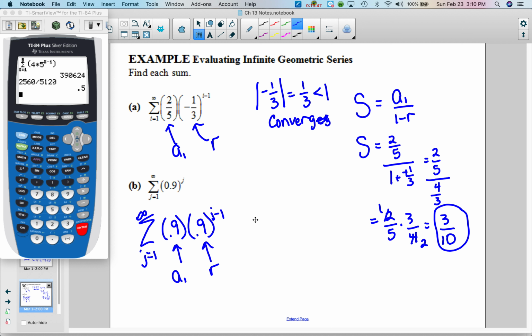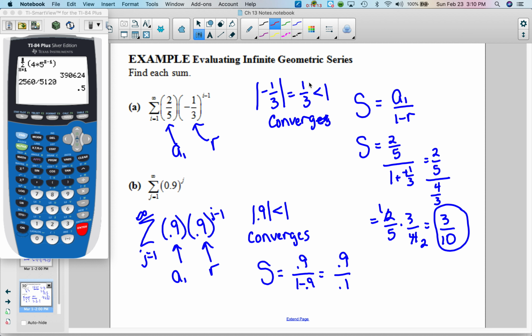So then I double check my value of r, which clearly is less than 1. So that means it converges. So I'm going to take s equals a sub 1, which is 0.9, over 1 minus 0.9. So we get 0.9 over 0.1. Now you should not need to grab your calculator because look, you move the decimal point over 1, which is like multiplying the top by 10 and multiplying the bottom by 10, and we get 9, and that's our answer.